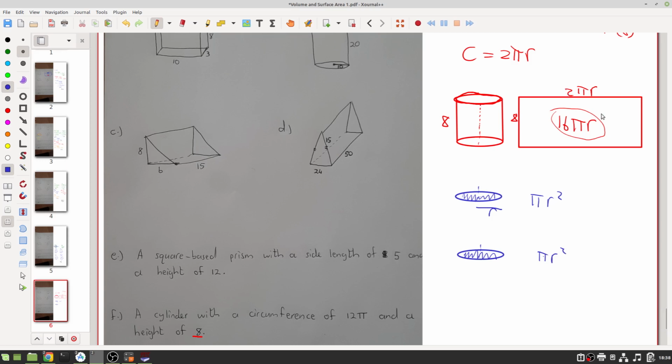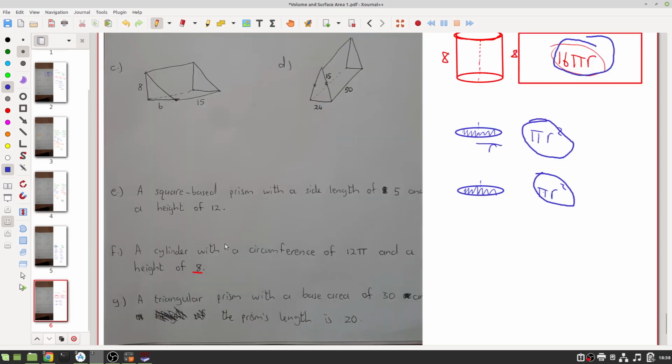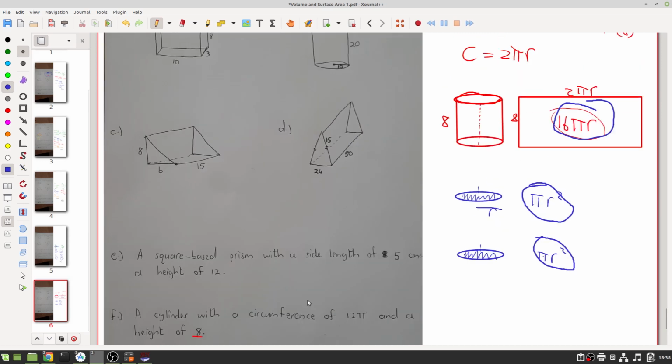So all three of these things together, the curved part plus the top plus the bottom, must be equal to... oh, they tell us what the circumference is. Sorry, my bad. This is the kind of question we'll do in the next video. I misread the question. Let's start this one over. I apologize.